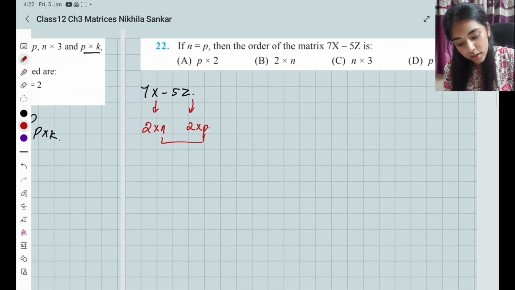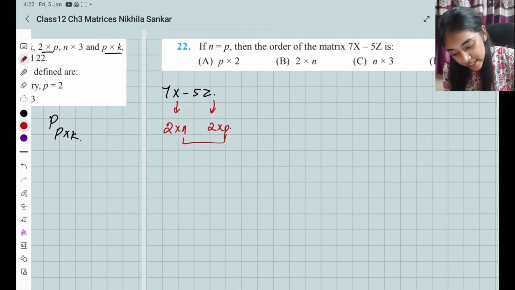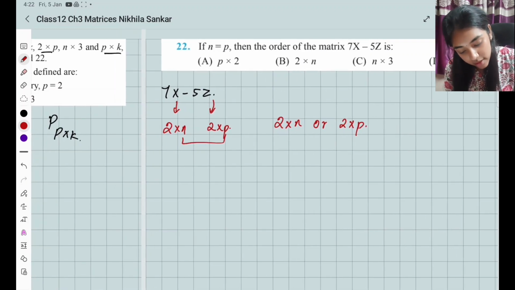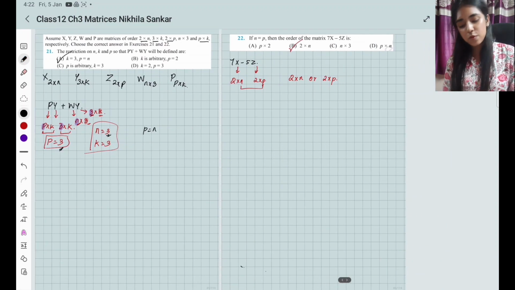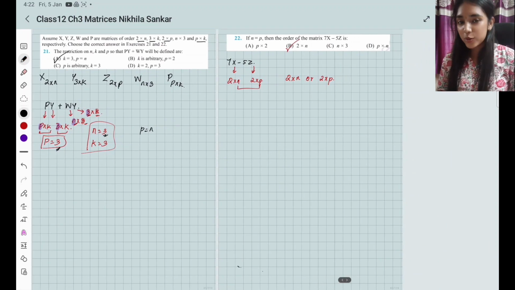Then the order of the matrix 7X minus 5Z is going to be 2 by n or 2 by p. இது ரெண்டுத்துல ஏதோ ஒரு ஆர்டர் தான் இருக்க போகுது. So this is going to be 2 by n. Okay, please copy. So with this we are done with the exercise. Let's move on to the next topic.